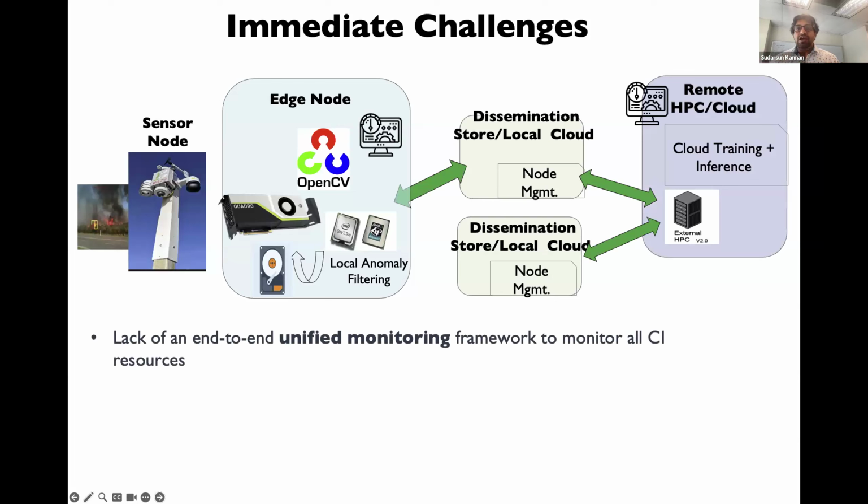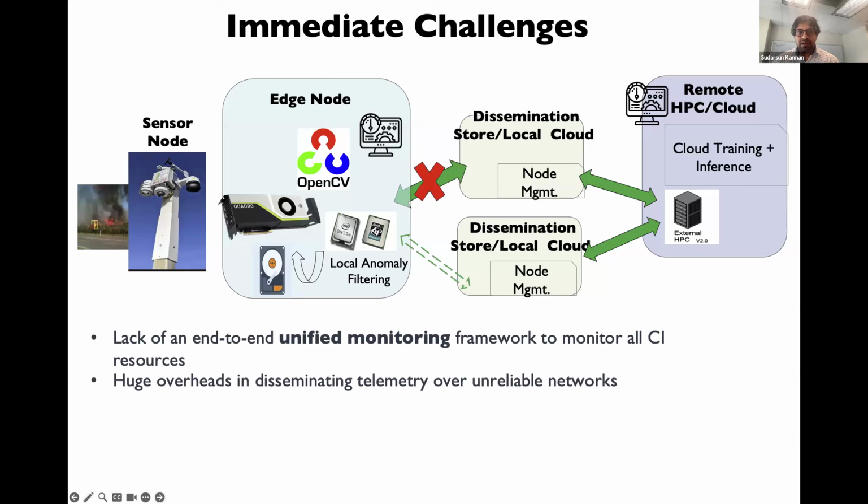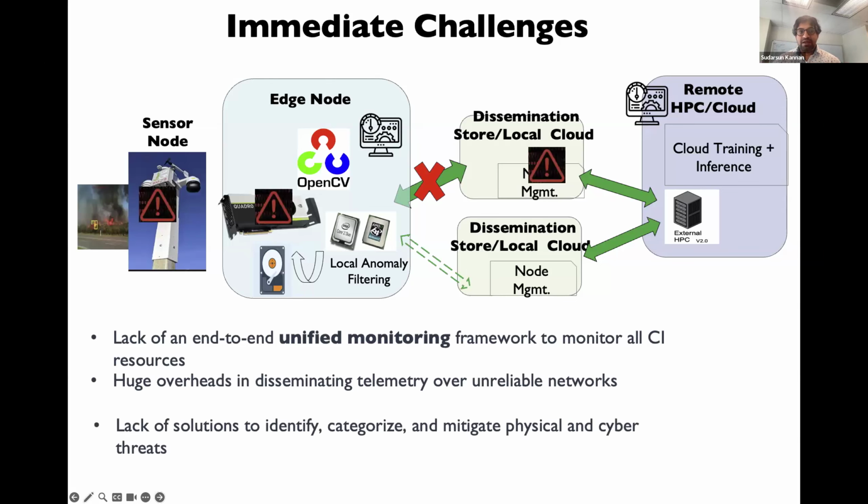So the first thing we realized was that on this big cross-boundary solution, there is a lack of an end-to-end unified monitoring framework to capture resource usage across all these different computing spectrums. We also found that when the network capabilities are poor, because remember, these are all connected through a wide area network, disseminating some of this telemetry over this unreliable network can have huge challenges.